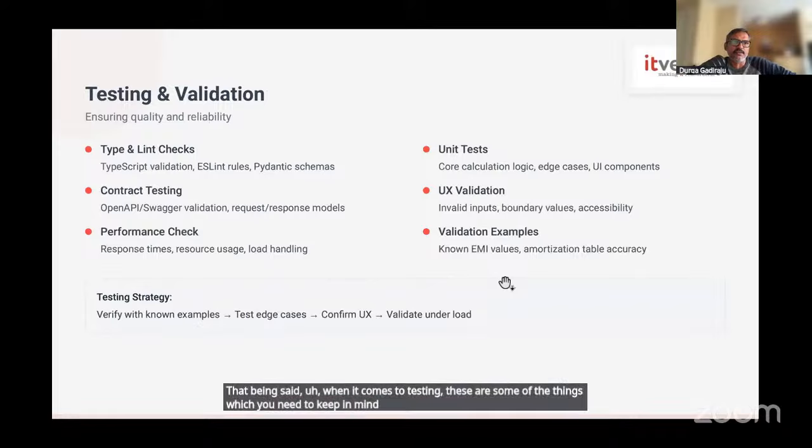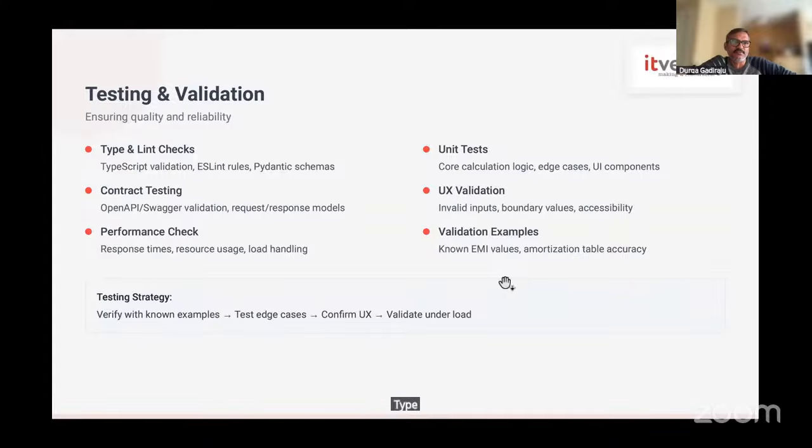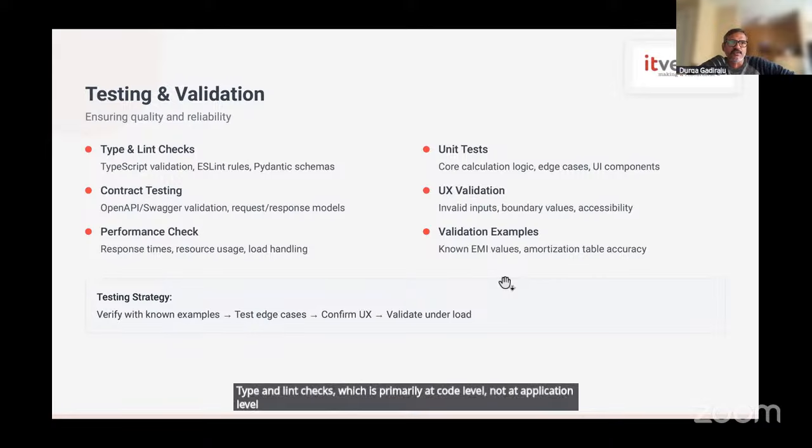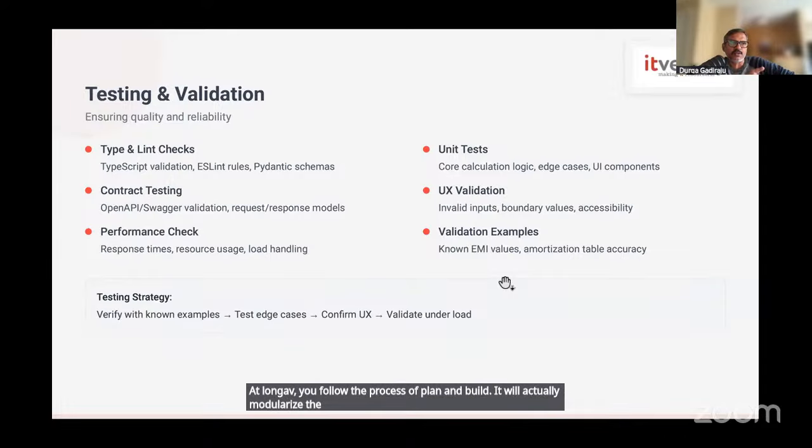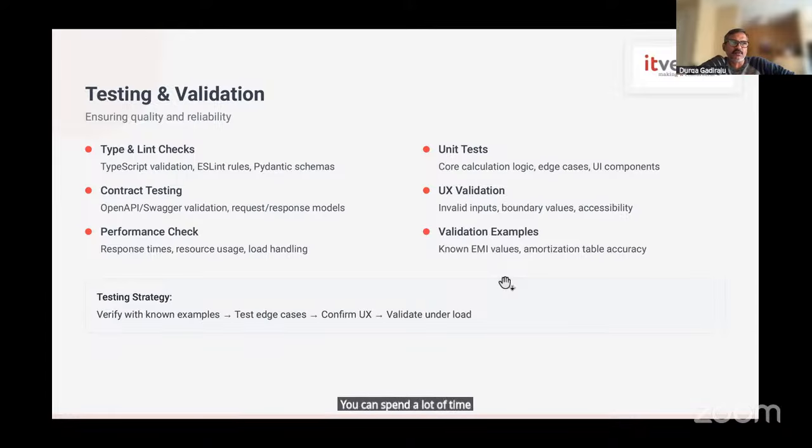That being said, when it comes to testing, these are some of the things which you need to keep in mind. Type and lint checks, which is primarily at code level, not at application level. Most likely, Cursor will do a good job as long as you follow the process of plan and build. It will actually modularize the code properly. As part of the plan, we have directly jumped into implementation from the requirements. You can spend a lot of time on the design part also, and you can enforce Cursor to follow the design to build the application.